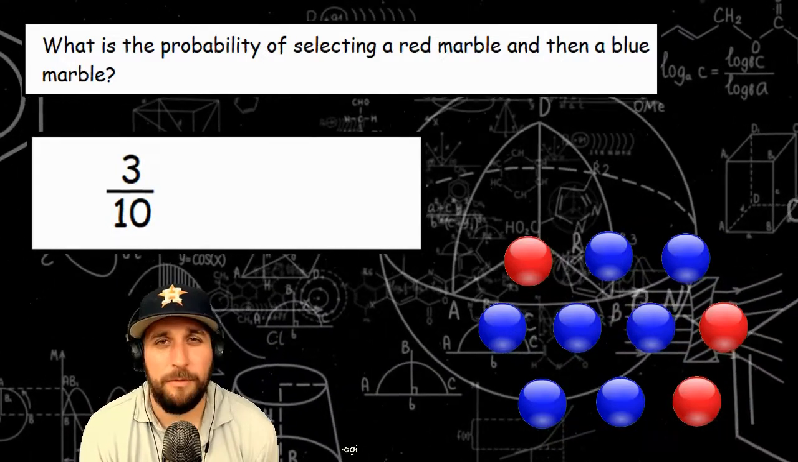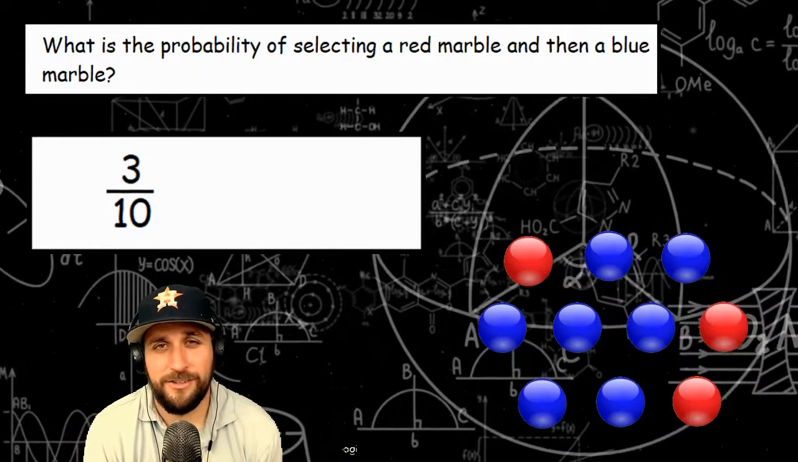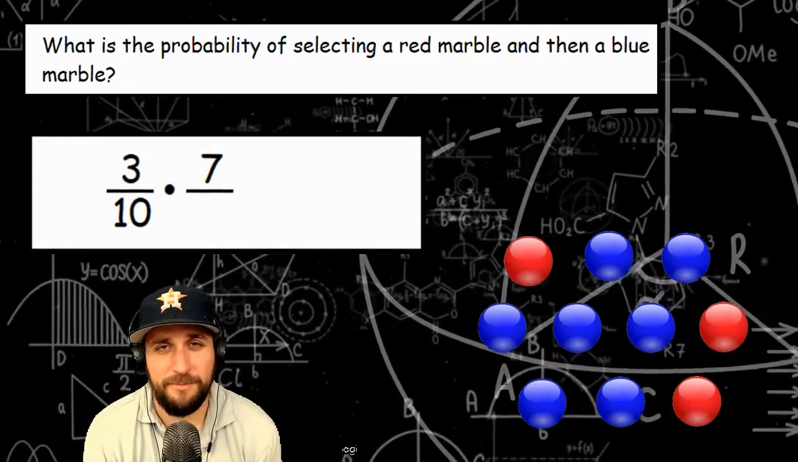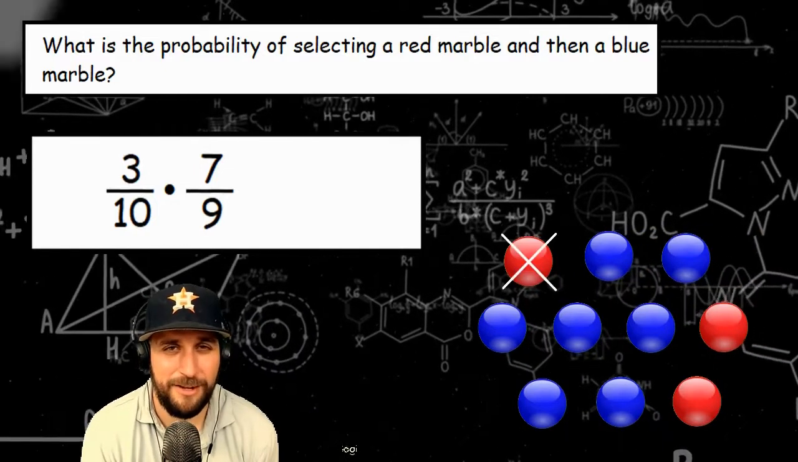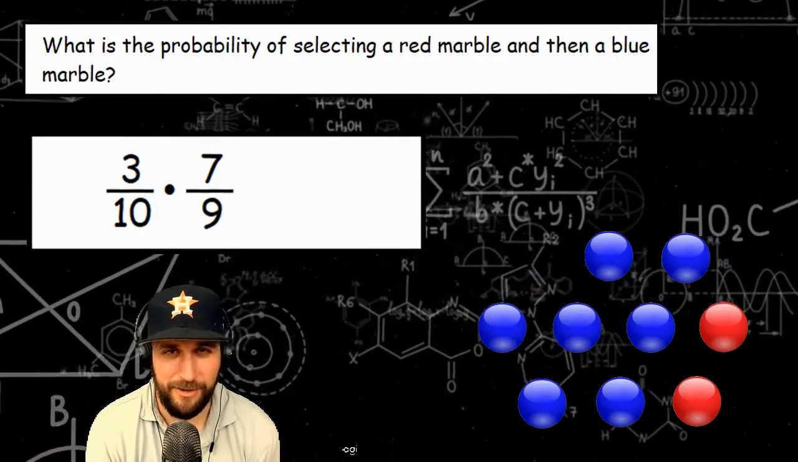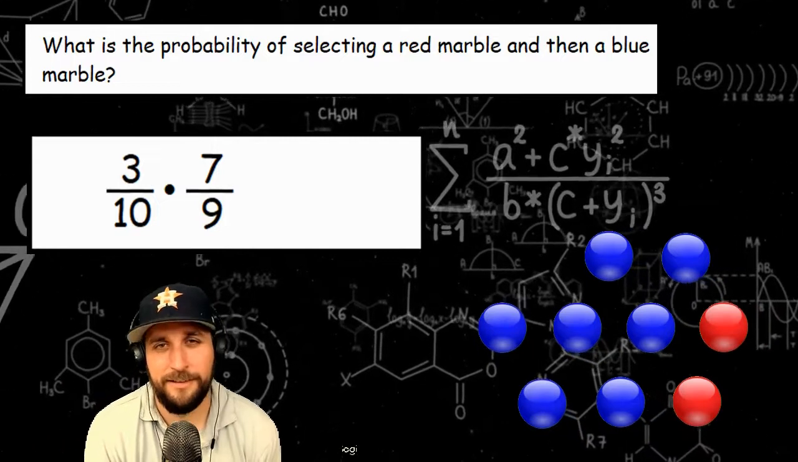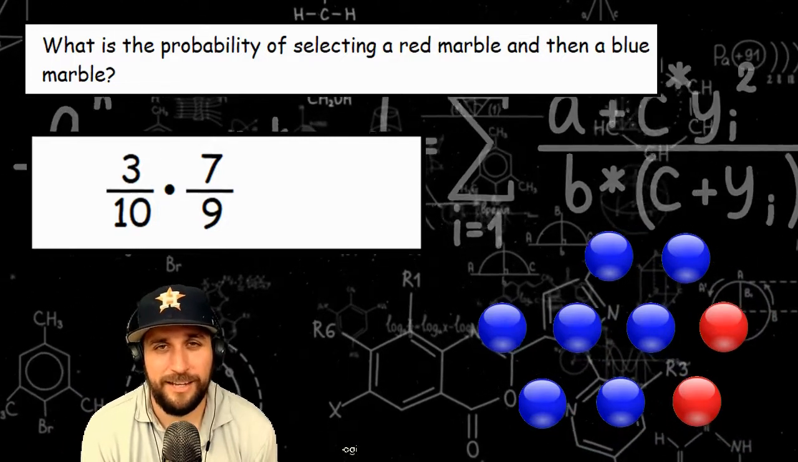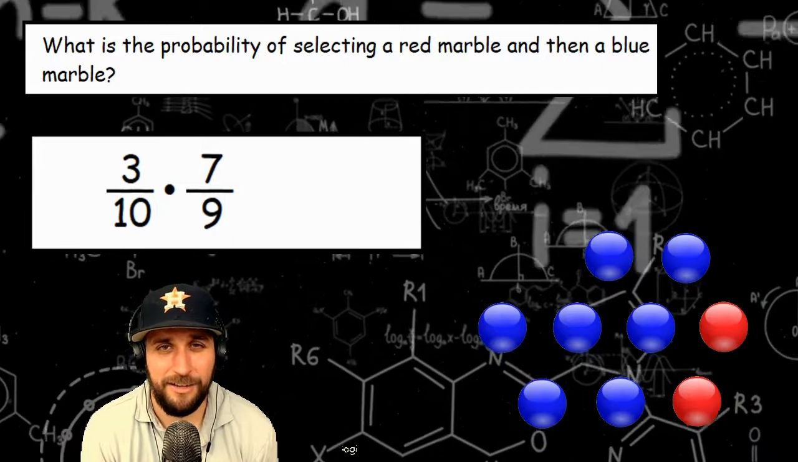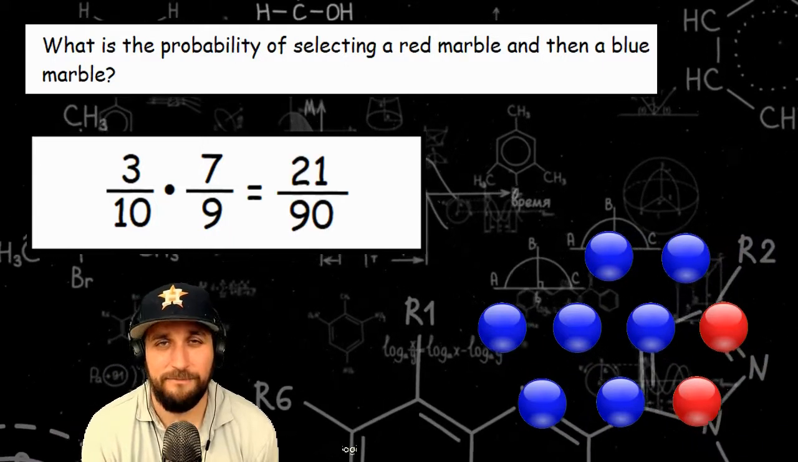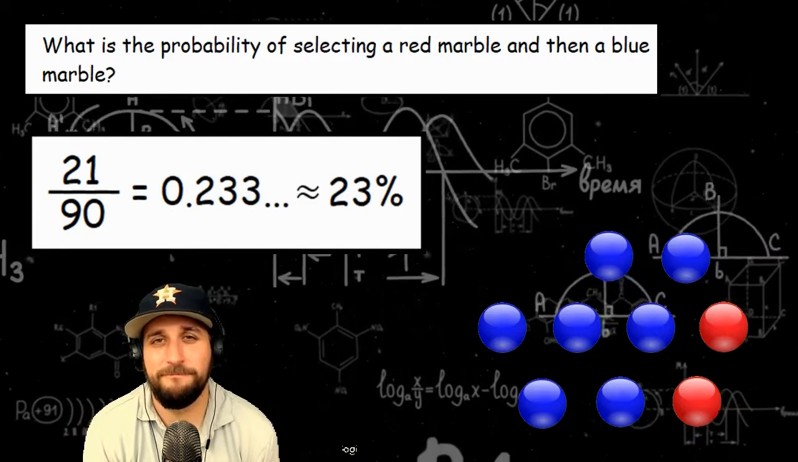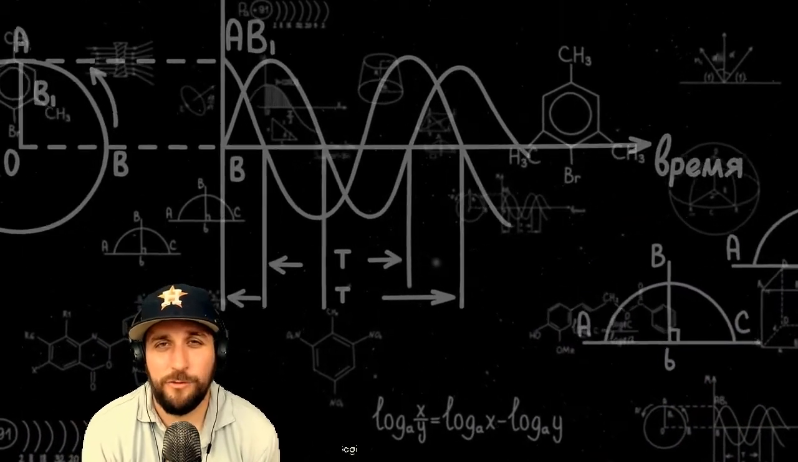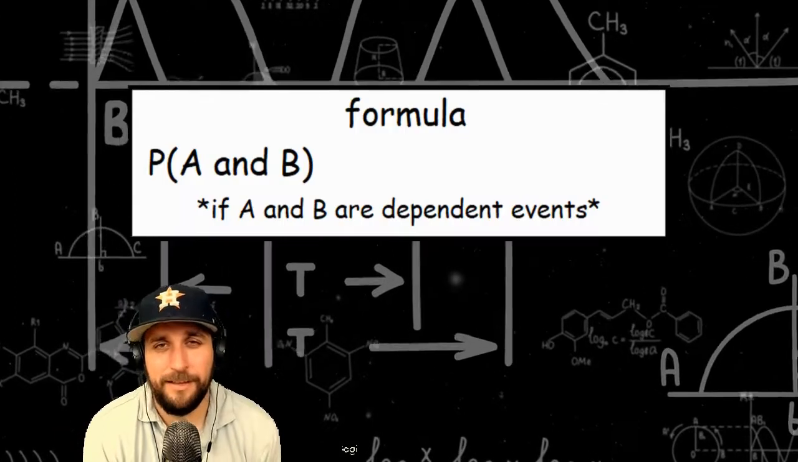But my second probability would change. There's still 7 blue marbles in the bag, but now there's only 9 marbles total, because my first time I took out a red marble and kept it. So there's 1 less marble in the bag. So it would be 3 over 10 times 7 out of 9, which would be 21 over 90, or about 23%.